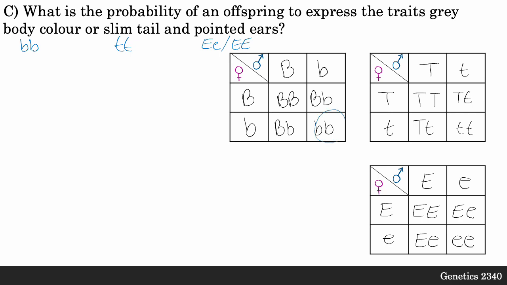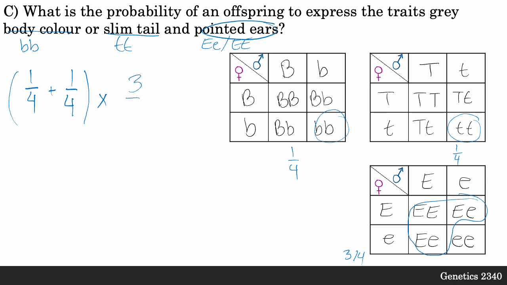So for B, it'll be 1/4. T will have 1/4 as well, and then big E or big E small e will be 3/4. So we will add the body colors and the tail appearance. So that will be 1 over 4 plus 1 over 4. And then we'll multiply that whole thing by the pointed ears, which is 3 over 4. And that gives 3 over 8 as our final answer.